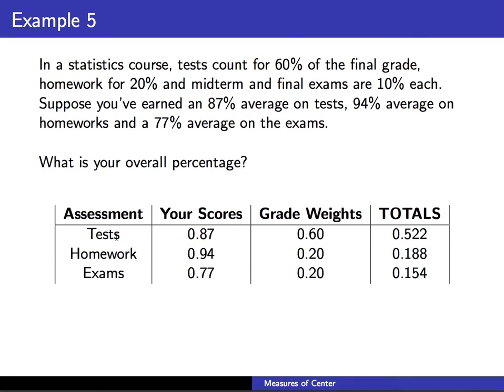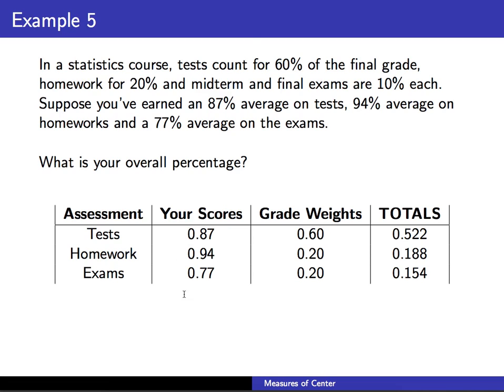If we take a look at the assessments, we have our tests, our homework, and our exams. Our tests, we got an 87% average on, and that has a weight of 60%. So 0.87 times 0.60 is 0.522. Then for homework, our score was 0.94. That has a weight of 20%. So 0.94 times 0.20 is 0.188. And the exams, we got a 77% average on the two of them. So 77% on the first and another 77% on the second. We could break this up into two separate ones. We're still going to get the exam total to be 0.154.